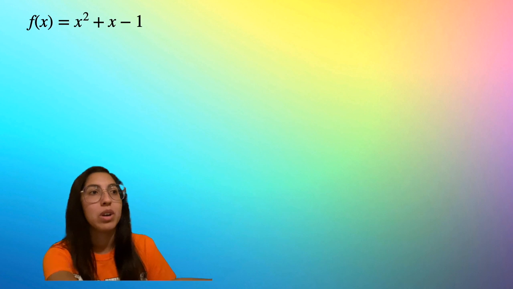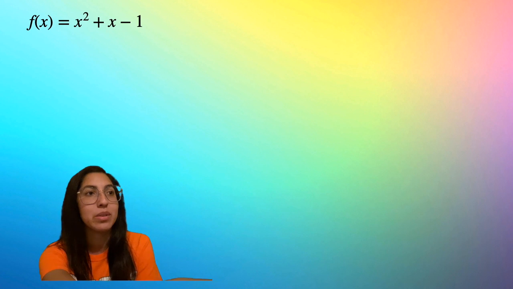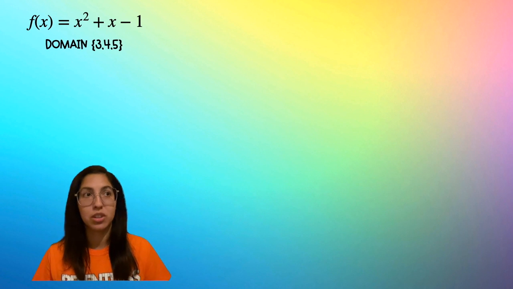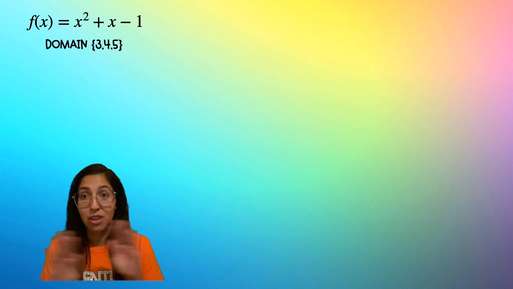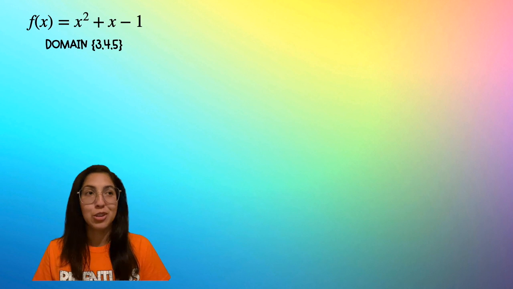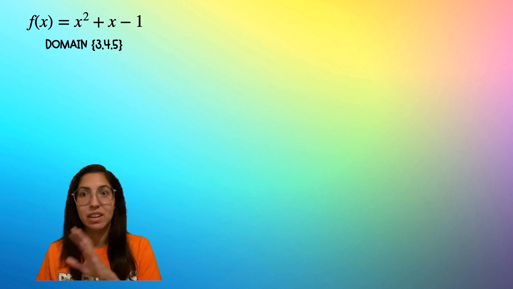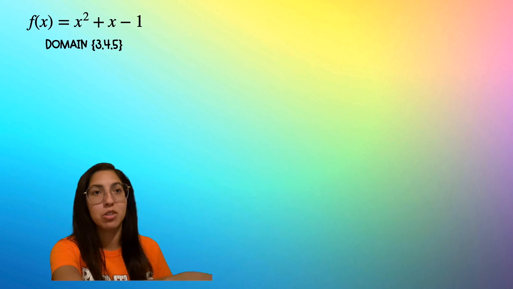Next, what if we are given the function f of x equals x squared plus x minus 1, and we're given a set domain? So 3, 4, 5. They told us the domain is 3, 4, 5. And that's all the question will say. So you kind of have to get into the knowing of, okay, if I'm given a domain, I am finding the range. So I'm finding the corresponding y values.